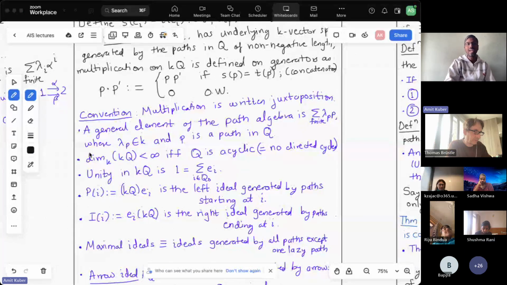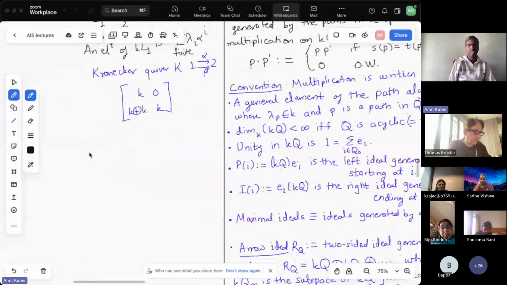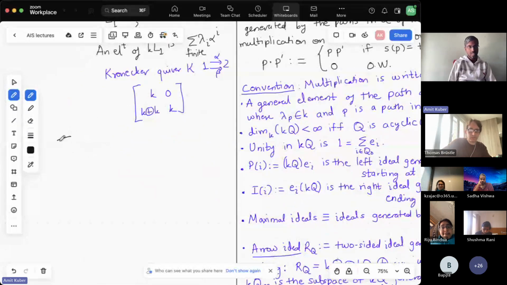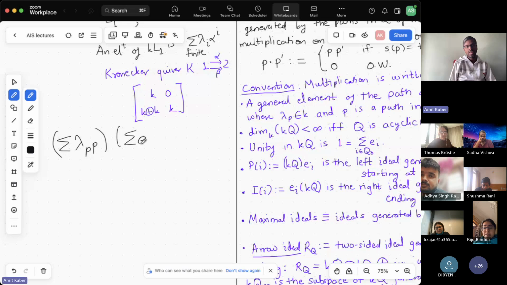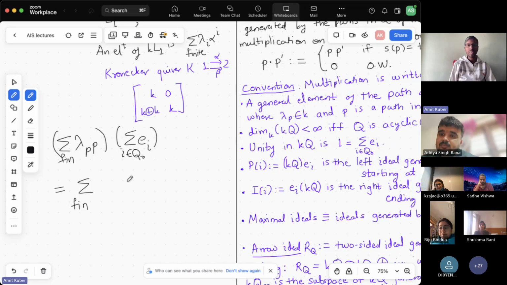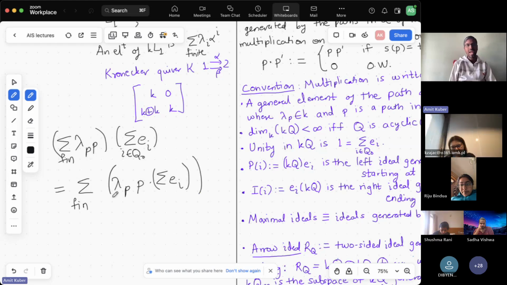Okay, so let us look at a particular example maybe. What I'm talking about is simple. Summation lambda_p p. This is our arbitrary element. And I'm saying take summation e_i, where i is a vertex. What will happen? For each lambda_p p, we are going to take this summation. So this will be a finite sum, as we know. It's a vector space generated by these, with these as a basis. So inside we will have lambda_p p multiplied by summation e_i, and then we are taking a bracket outside.